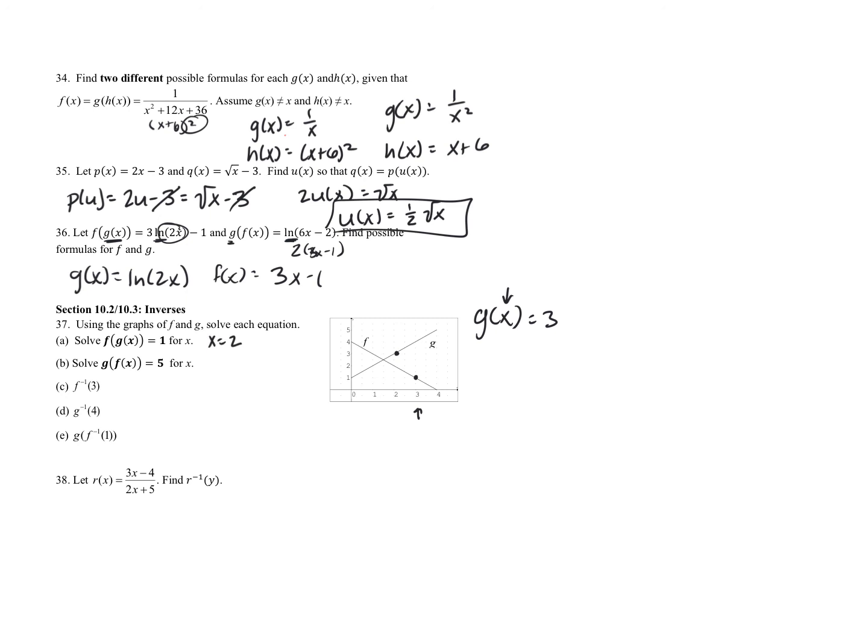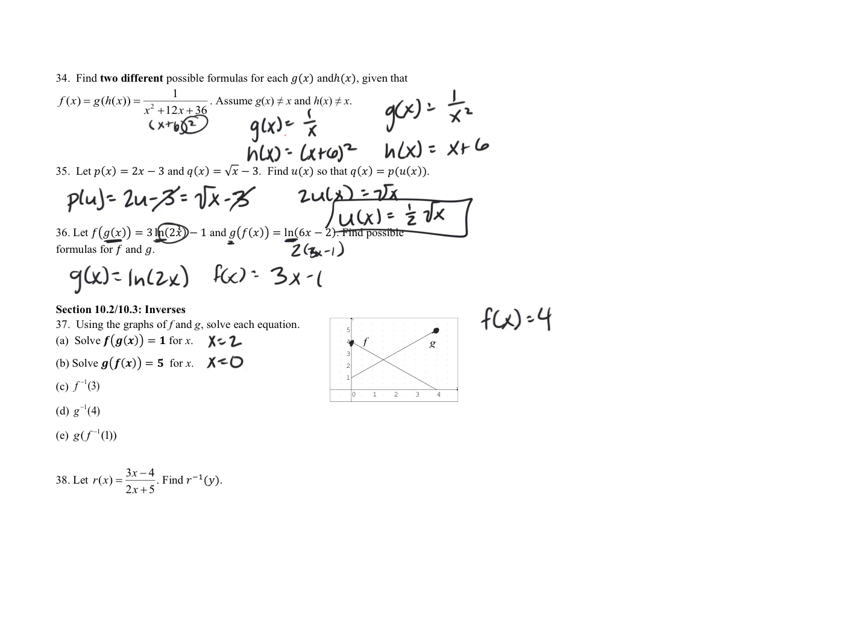Similarly, we want to solve for x when g of f of x equals 5. So, let me erase this a little bit. So, when does g equal 5? g equals 5 here, so that's when f of x, our input, is 4. When does f equal 4? Right here. So our x in this case is going to be equal to 0.